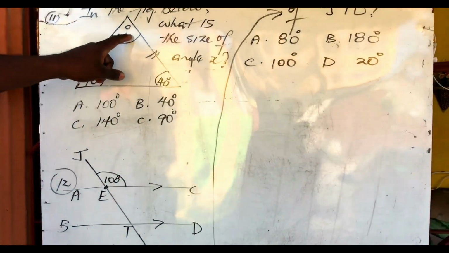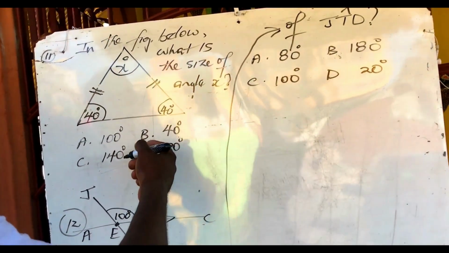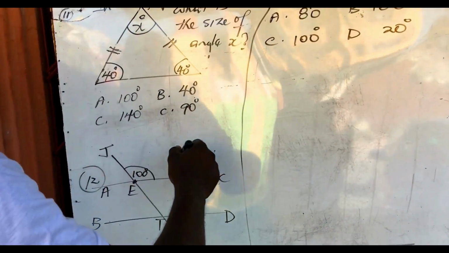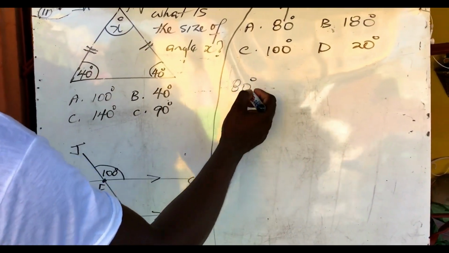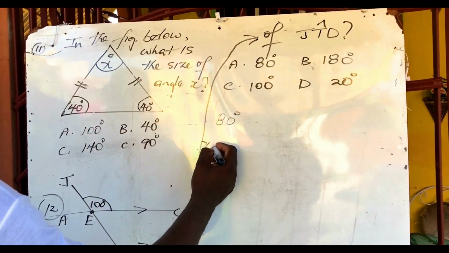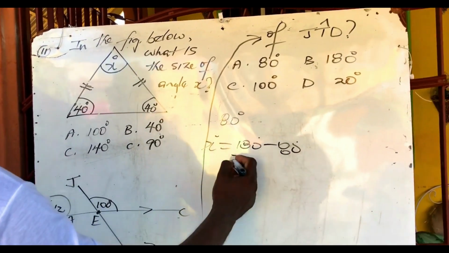So in order to find X, we use a property of a triangle that the sum of the interior angles of a triangle adds up to give us 180 degrees. So if we have 40 plus 40, that will give us 80. Now we are going to take 80 from 180 degrees to get X. So X really is 180 minus 80 degrees, which is 100 degrees.